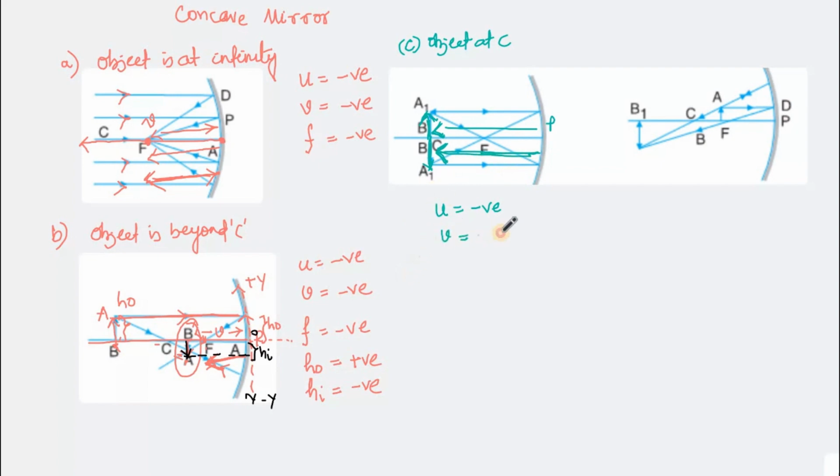So image distance also is negative. Now focal length of a concave mirror is always negative. Now height of the object. So height of the object is positive.